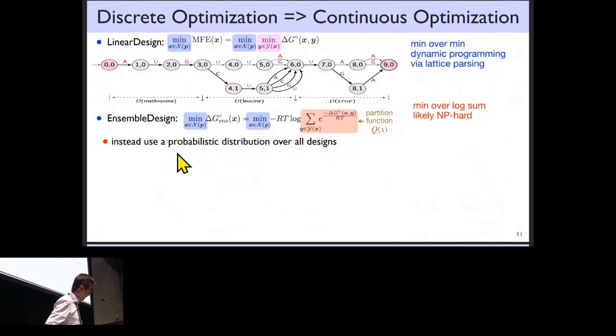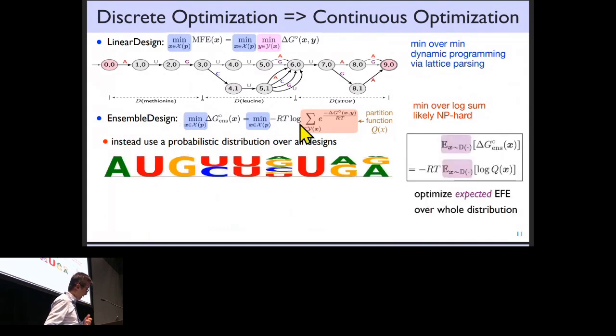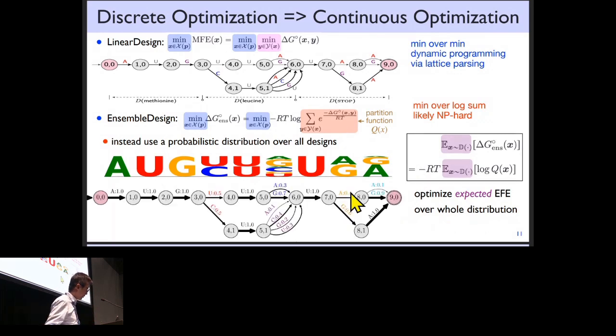So we instead use a continuous optimization technique, which is common in today's machine learning. So what we do is to define a probabilistic distribution over all possible designs. And instead, we optimize the expected value of the EFE, the ensemble free energy, so expected EFE, over the whole distribution. So hopefully this distribution will shrink in entropy, and it will be more and more certain and converge to like a one hot distribution.